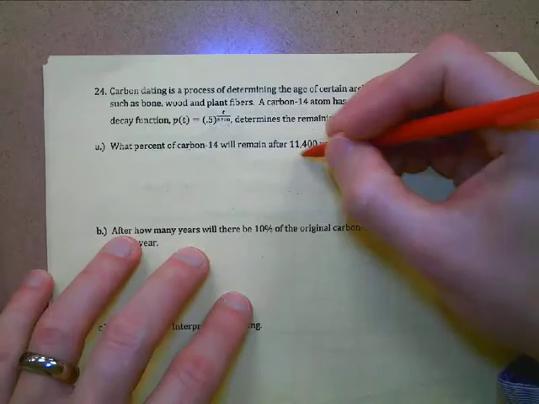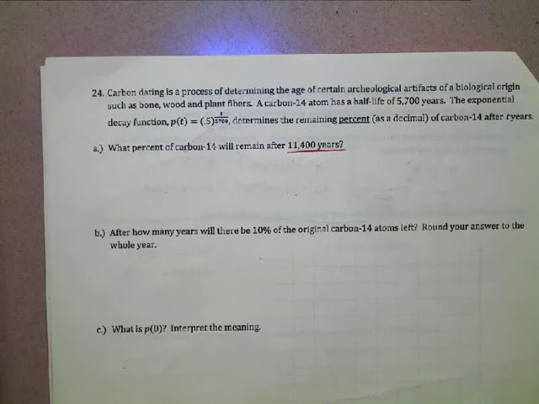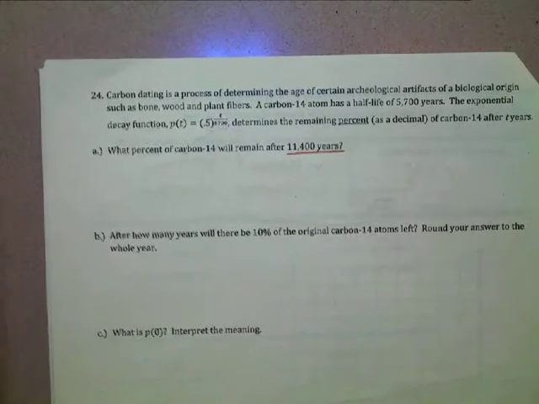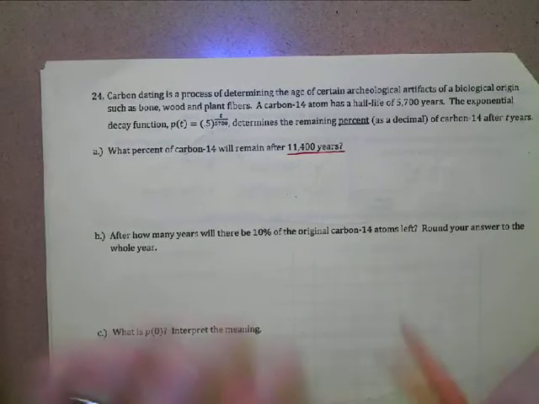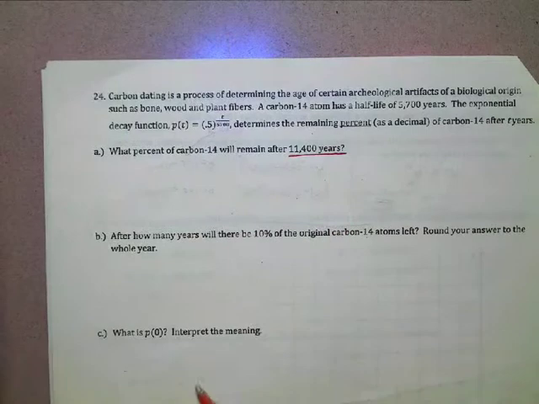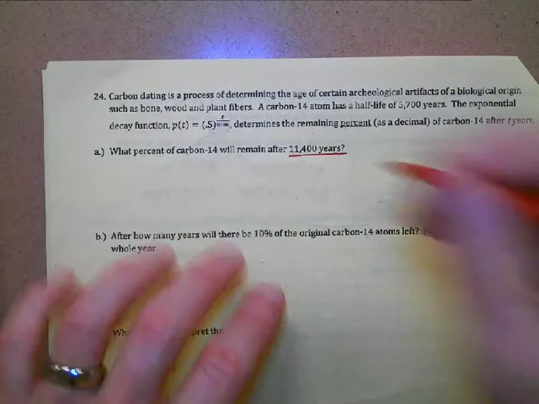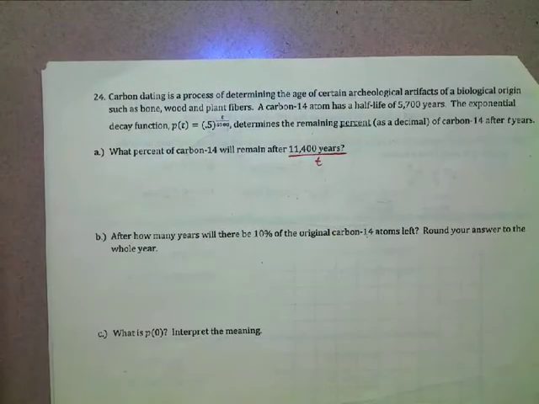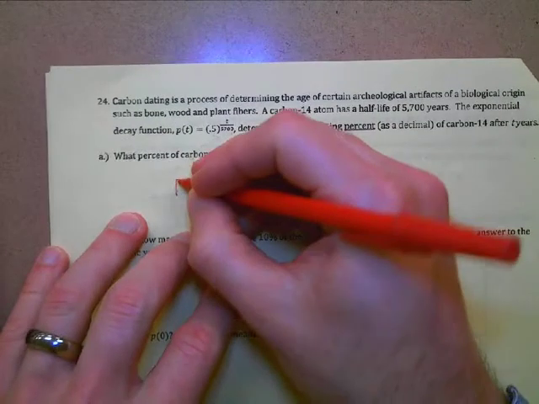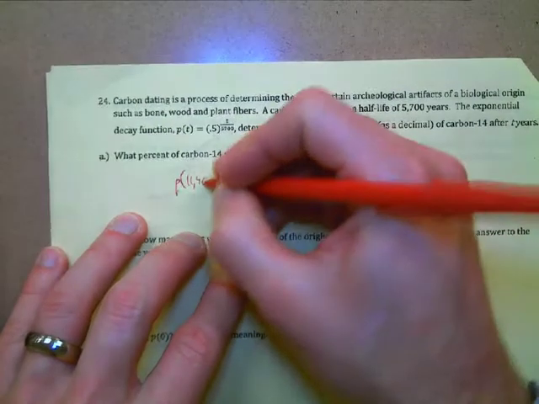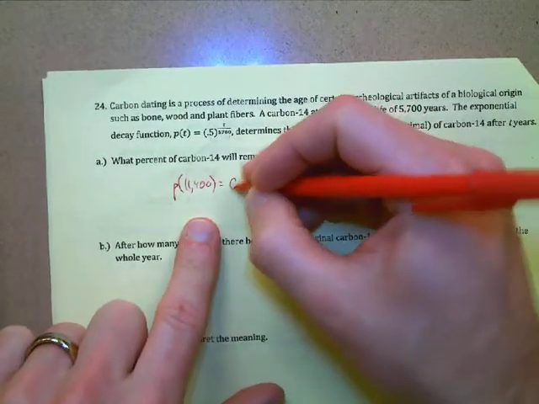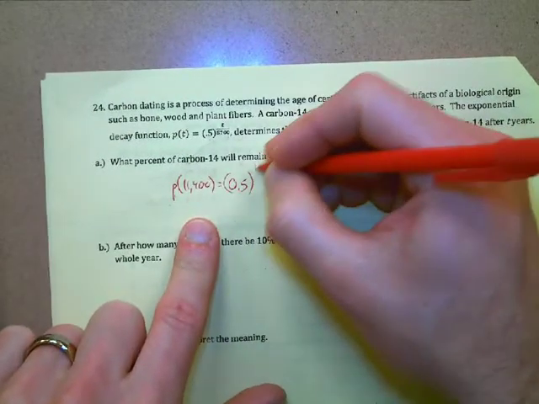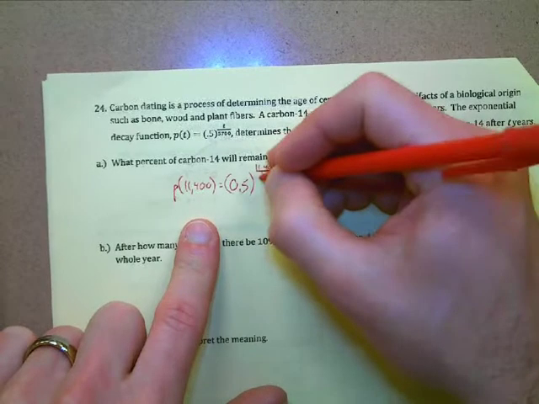Well, what should we do with this 11,400? What should we do with that 11,400 using our function here? What can we do with this to figure out what percent will remain? Yes, plug it in for t. Exactly right. This is a t value. It's number of years. So good job. Yes, P of 11,400. And again, P is going to give us a percent, so we're going to plug it in there. So it would be 0.5 raised to the 11,400 over 5,700.